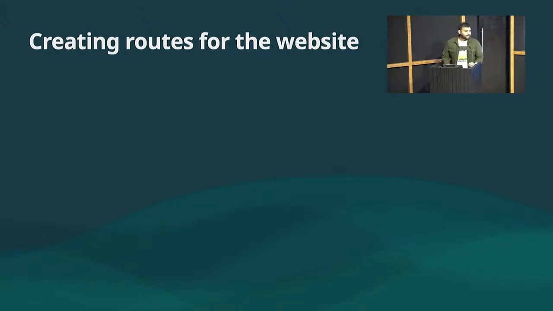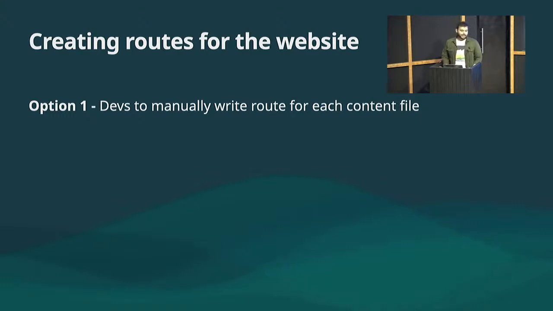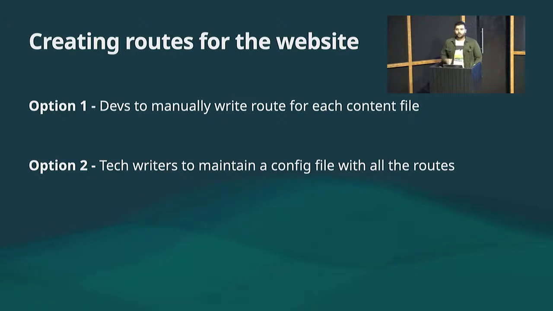So now that we have figured out how to render Markdown, the second part is something that we wanted to tackle, which is how do we create all the routes for our website. So again, here we had 3 options. Option 1 was to write it manually. Writing 1300 content components manually was something we definitely didn't want to do. Then there was another option where we thought that since our tech writers already manage the content, they can also help us by managing a config file, which will have all the routes that are required to be rendered.